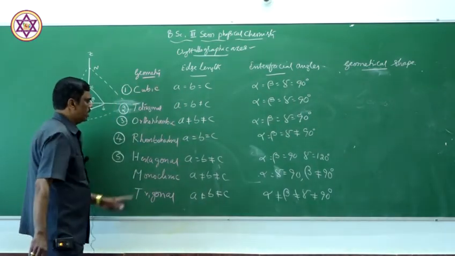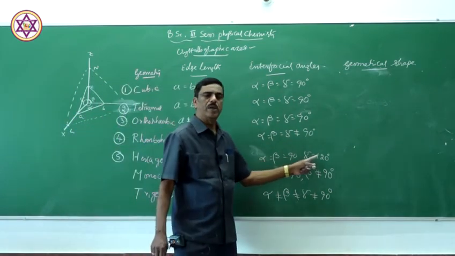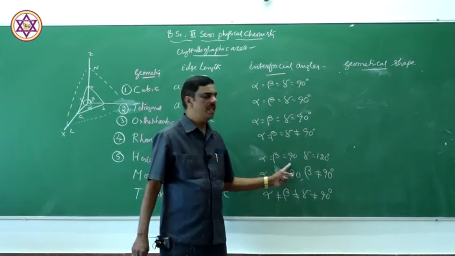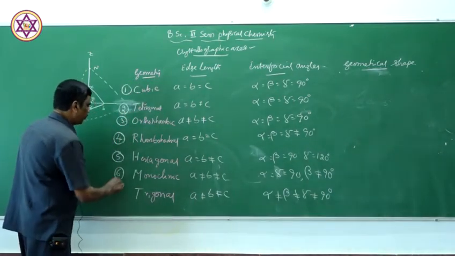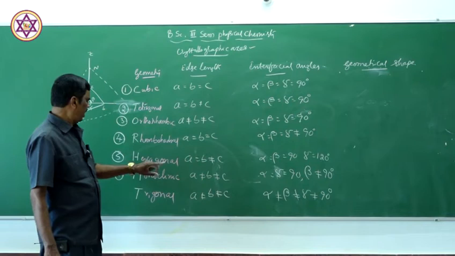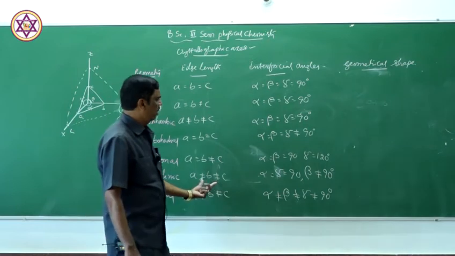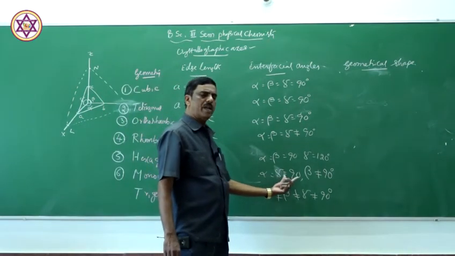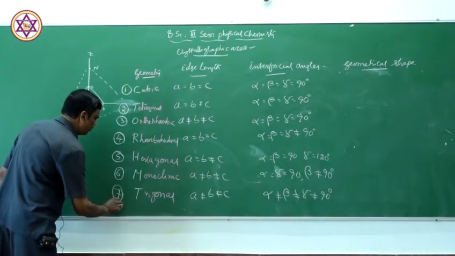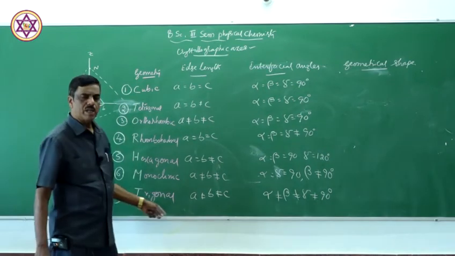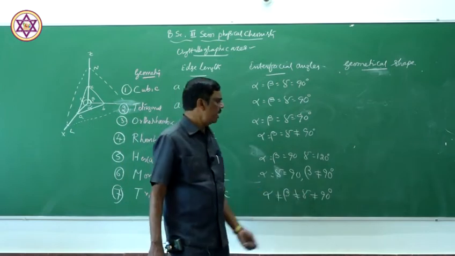Now, come to hexagonal shape. In this hexagonal shape, A is equal to B, not equal to C, but one of the angles is 120, whereas 2 interfacial angles are 90 and one of the interfacial angles is 120. Next come to monoclinic. In this monoclinic shape, all the edge lengths are not equal, whereas interfacial angles, 2 of them are 90 and the third one is not equal to 90. And the last shape is trigonal shape. In this trigonal shape, all the edge lengths are unequal and all the interfacial angles are unequal.